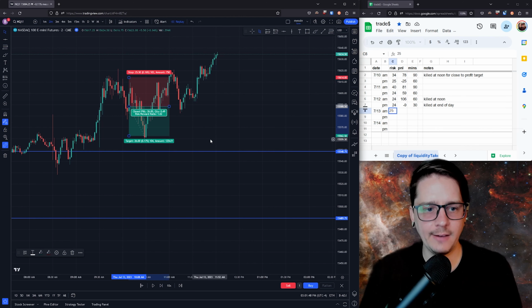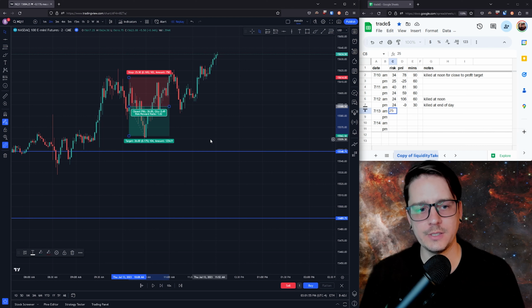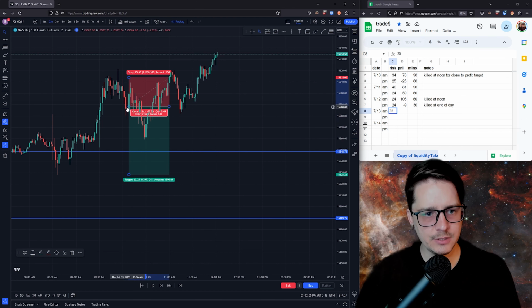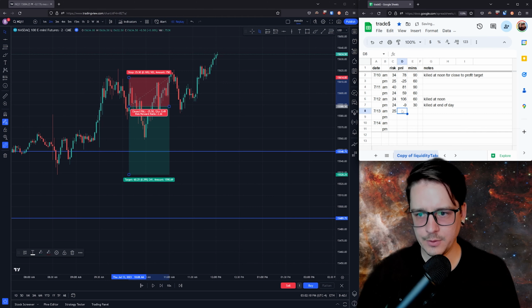Maybe like after we have a lot of data and a lot of screenshots, we can look back and say, okay, do we want to focus on like 1-to-1 risk reward ratios? Do we want to focus on 1-to-2s? How profitable would those be? What's the win percentage, etc. But this was a losing trade. About an hour for 25 points.